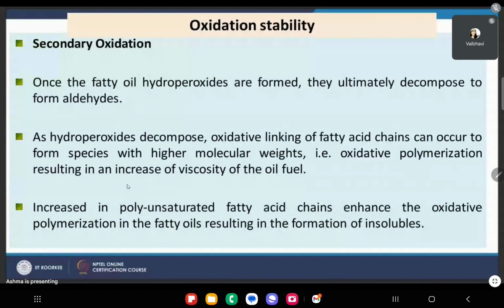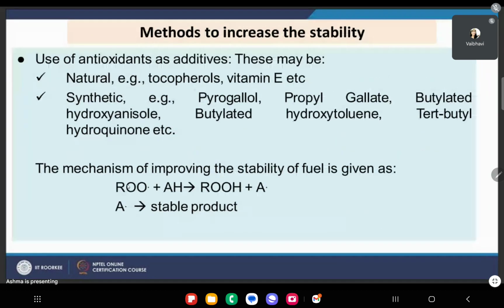Next is secondary oxidation. Once the fatty oil hydroperoxides are formed, they ultimately decompose to form aldehydes. And as hydroperoxide decomposes, oxidative linking of fatty acid chains can occur to form species with high molecular weight. So oxidative polymerization is taking place, and an increase in polyunsaturated fatty acid chains enhances the oxidative polymerization in the fatty acid, resulting in the formation of insolubles.